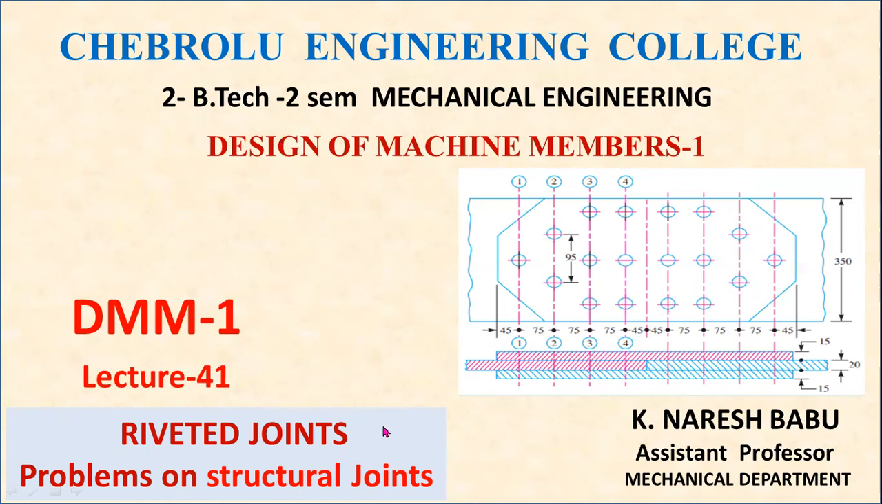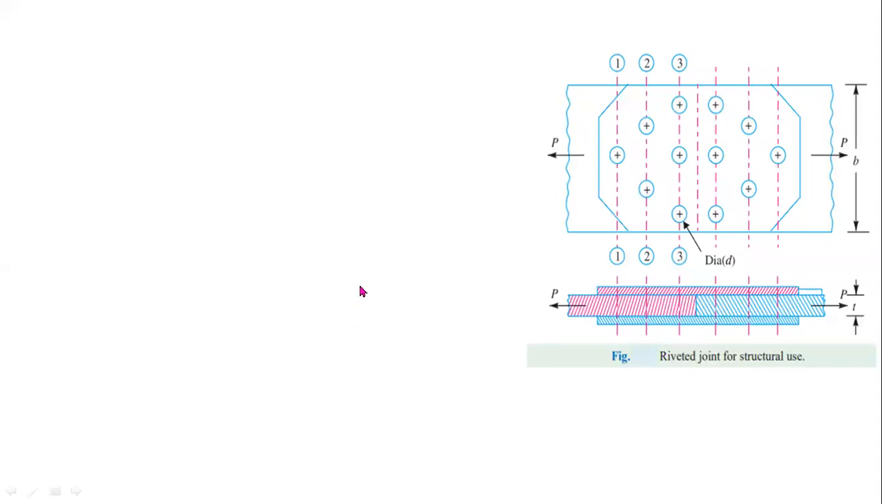In this session, I am going to explain about problems on structural joints or loosened joints. This is the example problem. In this session, I will explain about this problem. Before going to the problems, first of all, you have to know the fundamentals, how to design a structural joint. The following steps are used to design a loosened joint.